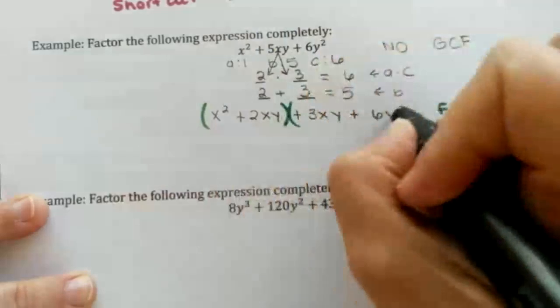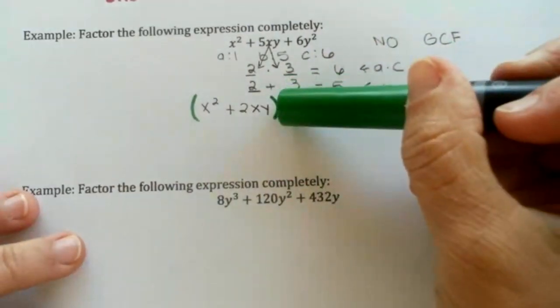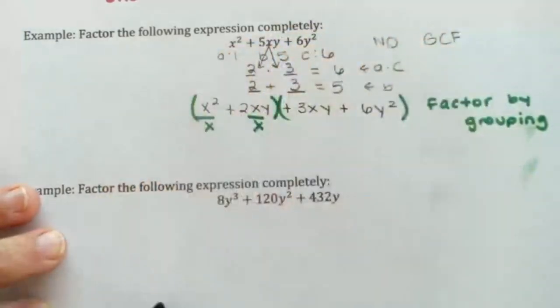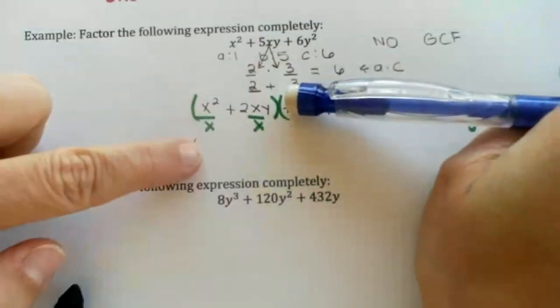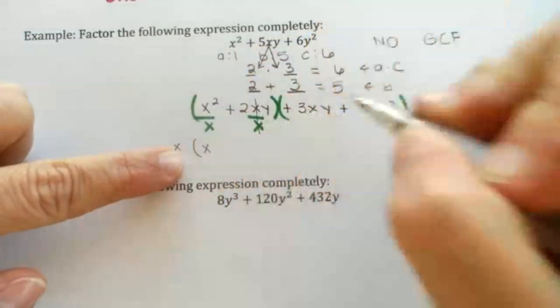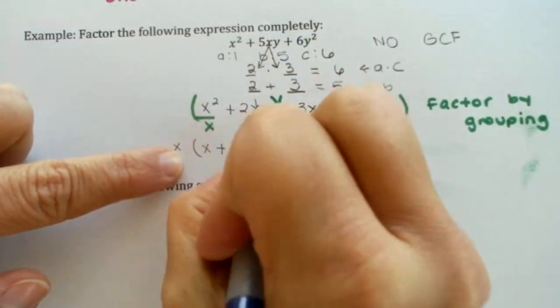Meaning we can group the first two, group the last two. Looking at our first two, x squared plus 2xy. They both have an x in common, so I can factor or divide out that x. In doing so, x squared divided by x will leave us with 1x. 2xy divided by x, our x's are going to cancel. We're left with positive 2y.